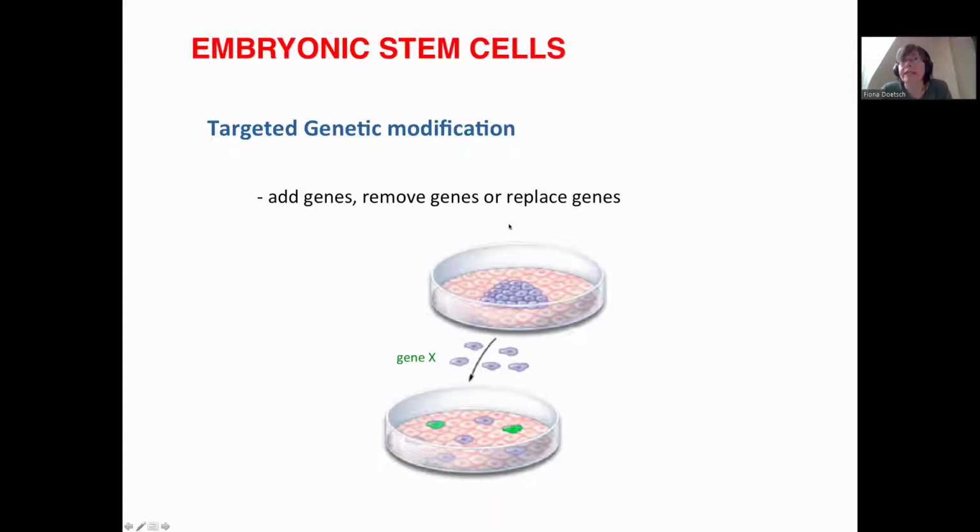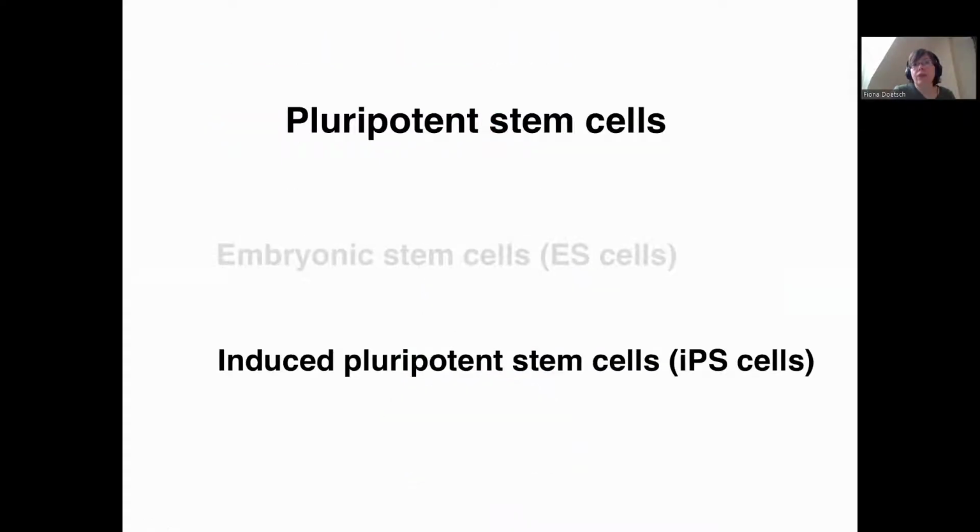These embryonic stem cells have been used for many years to do targeted genetic modification and provided many, many mouse models to understand disease modeling. However, more recently, a new type of stem cell has emerged that's allowed us to actually test human cells more directly. And these are induced pluripotent stem cells.